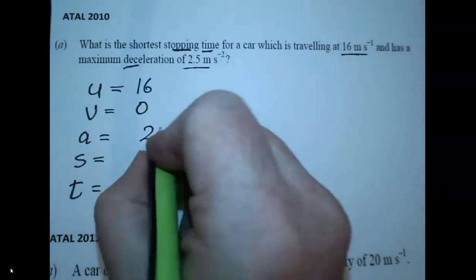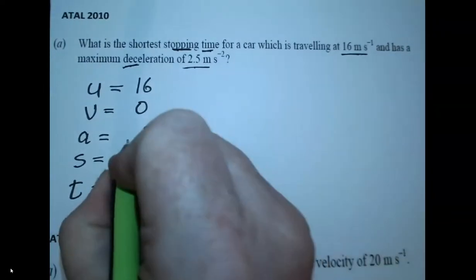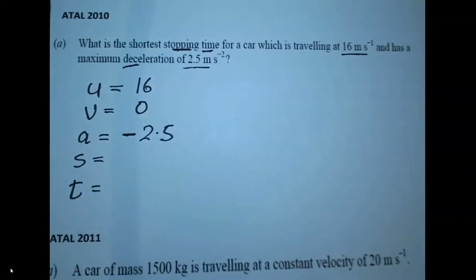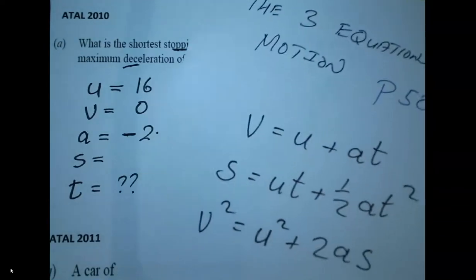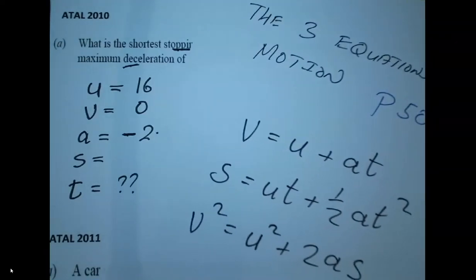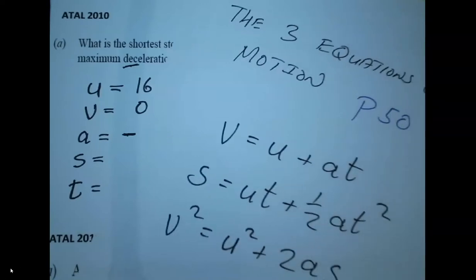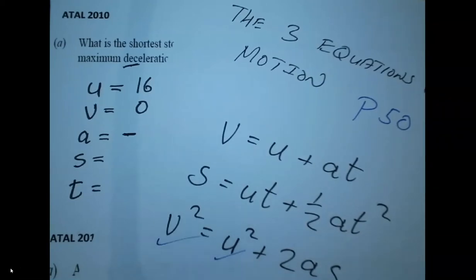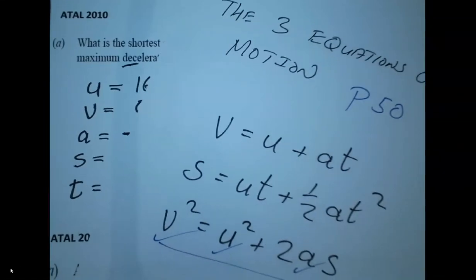We're told the acceleration is 2.5, but it's deceleration. The car is slowing down, so we denote that by putting a minus there. And we want the shortest stopping time, so we're really looking for the time. The distance the car travels we're not really that interested in. So the question now is, which of my formulas will work? Well, I've got u, v, and a, and I want t. That formula won't work because there's no t in it, but this formula of course will give me s if I want it.